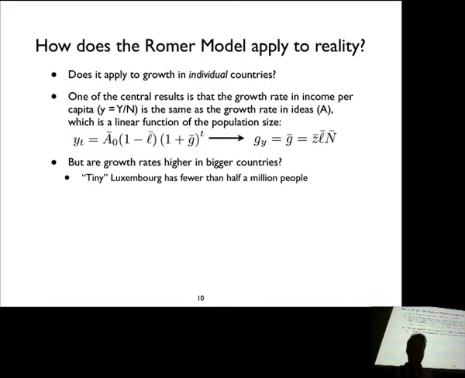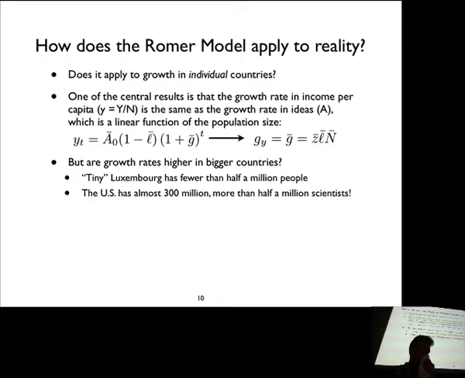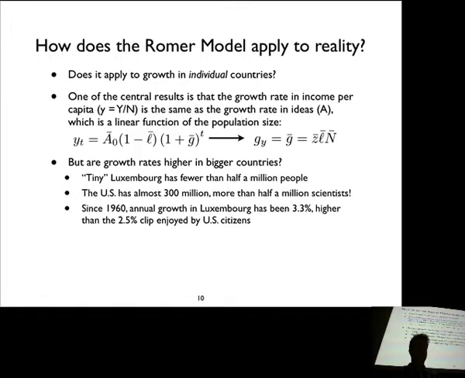And generally, around the world today, it's not necessarily the case that bigger countries have faster rates of growth. One example here is that Luxembourg probably has fewer people than the US has scientists. So there's no way it could possibly have more scientists than the United States. Yet it's had a faster rate of growth.